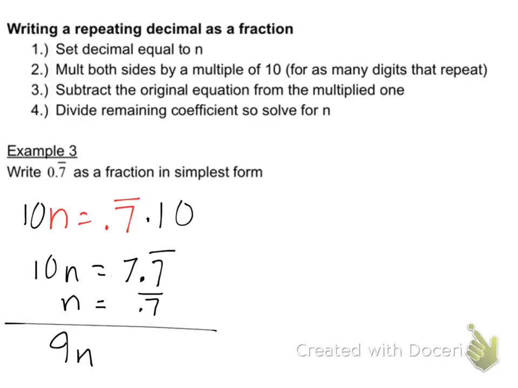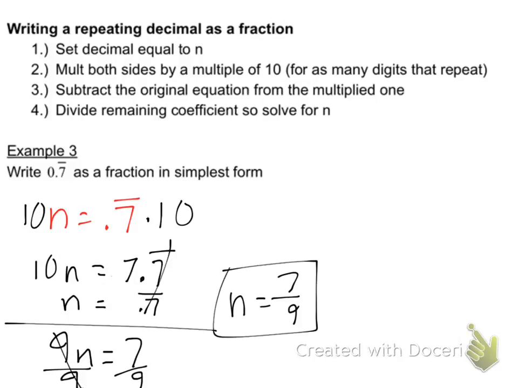7.7 repeat, and you subtract away the 0.7 repeat. What's left? Just 7. These are gone. And can you solve for n? To get n by itself, it's 9 times n, so you divide by 9. And so you get 7 over 9. Take your calculator, do 7 divided by 9, and you get 0.7 repeat. We did our job.